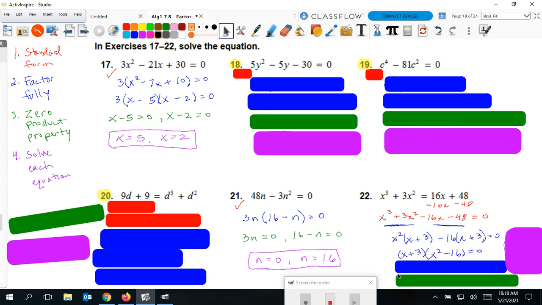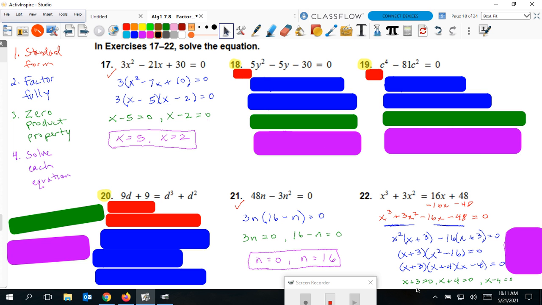So I still have my x plus 3 here, but then this can become x plus 4, x minus 4. So you have your x squared is the x and the x. 16 is 4 times 4, 1 plus 1 minus. And now that is fully factored. So now we would go on to the zero product property and set each one with the x, since all three of them have an x. Each one's going to get set equal to 0. X plus 3 equals 0, x plus 4 equals 0, x minus 4 equals 0. And then we would just solve this.